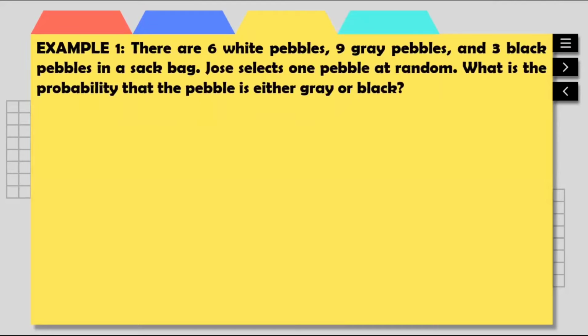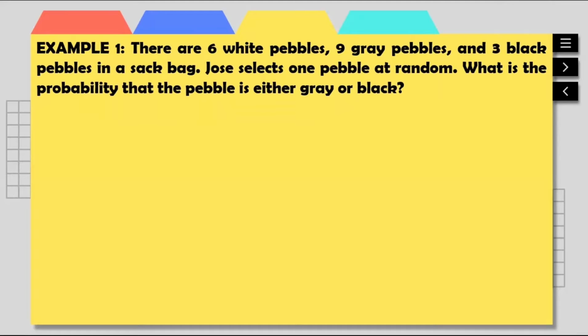Example number 1. There are 6 white pebbles, 9 gray pebbles, and 3 black pebbles in a sack bag. Jose selects one pebble at random. What is the probability that the pebble is either gray or black? So again, the pebble could not be both gray and black. So this is an example of mutually exclusive events.